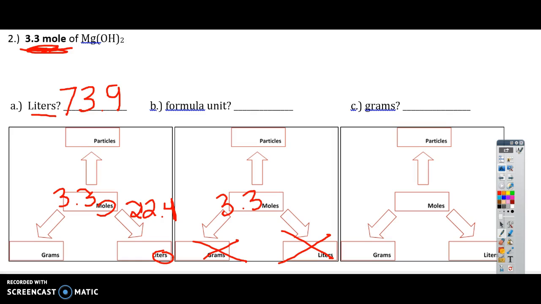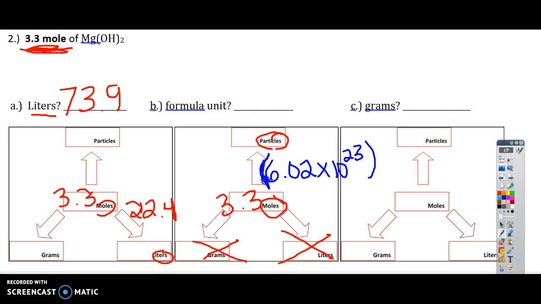Remember, particles can be a formula unit, it can be molecules, or it could be atoms. So in order to go from moles to particles, notice I'm going with the arrow, so that means I'm going to multiply. And again, you're going to ask yourself, what number do I multiply with? Check your little map. Right next to that arrow should be a number that's always going to be there. And that number, I forgot this number, should be 6.02 times 10 to the 23.